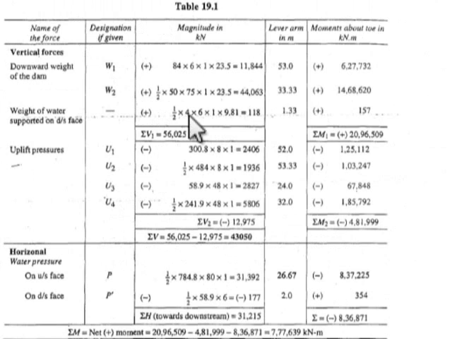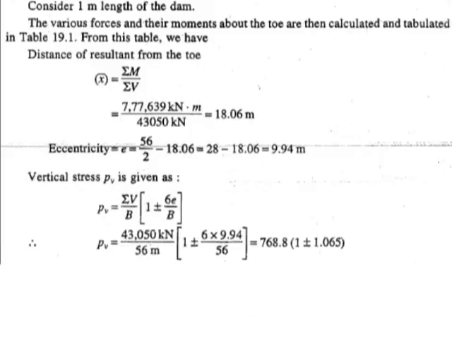Okay, similarly W2 is a triangular portion. Half width is 50 meter, height is 75 meter, length is 1 meter. So this is volume, and this is density of concrete, 23.5. It comes out to be 440.063 kilonewton.